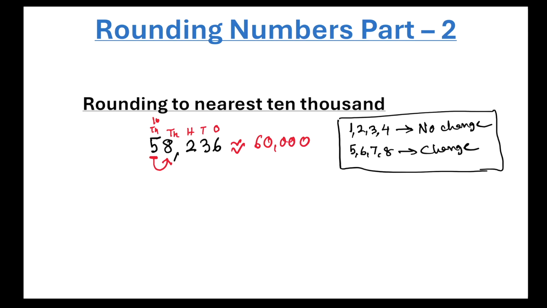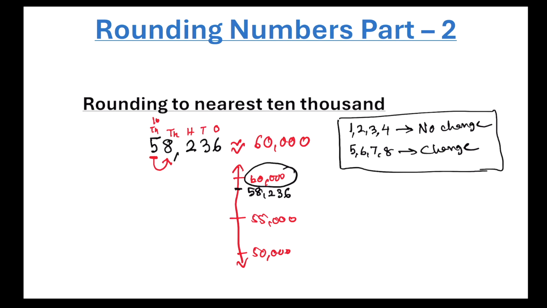Let's do it the number line way. Here is 40,000. This is 50,000. This is 60,000. In between, 55,000. So 58,236 is somewhere between here, near 58,000. So the nearest 10,000 for 58,236 will be 60,000.